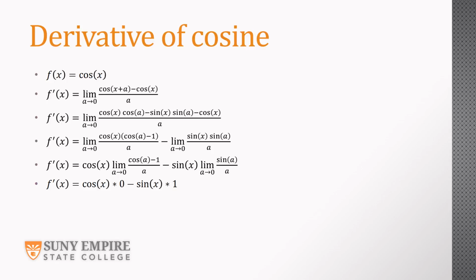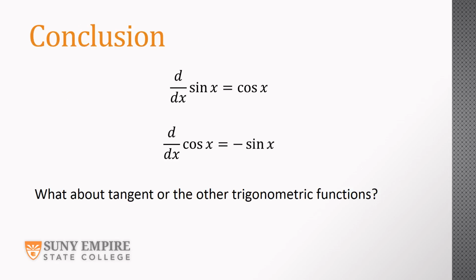Taking the limits, we have f prime of x equal to the cosine of x multiplied by 0 minus the sine of x multiplied by 1. Simplifying, we find that the derivative with respect to x of the cosine of x is the negative sine of x. To recap, the derivative of sine of x is the cosine of x. The derivative of cosine of x is the negative sine of x.